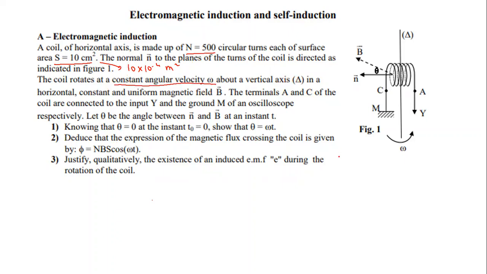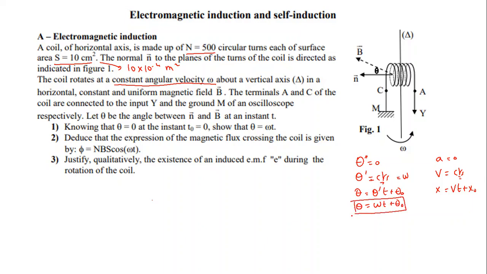So here we must pay attention to this part. When I say constant angular velocity, this means I'm using a uniform rotational motion, which means that theta double prime is equal to 0, theta prime is equal to a constant, and it's called omega here, and theta is equal to theta prime t plus theta 0. The same as a equal to 0, v equal to constant, by antiderivative, x equal vt plus x0. Now here theta prime is called omega, so it becomes omega t plus theta 0. This is theta in terms of time.